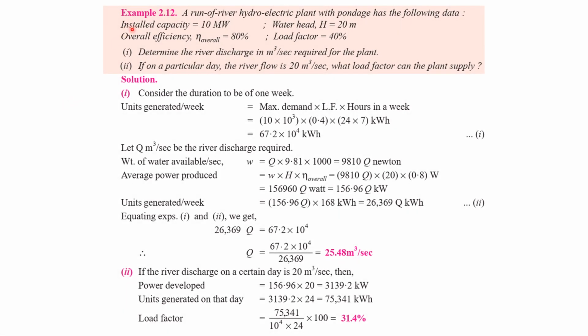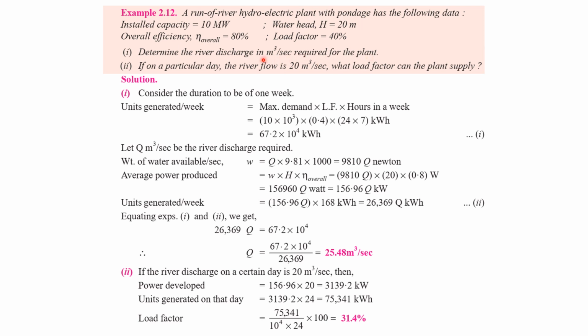Let us move on to example 2.12. A runoff river hydroelectric plant with pondage has the following data. Installed capacity of the plant is 10 megawatts. Water head is available at 20 meters. Overall efficiency of the plant is 80% and load factor is 40%. You have to determine the river discharge in meter cube per second required for the plant.